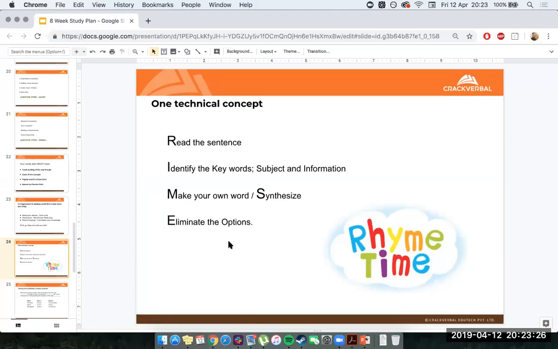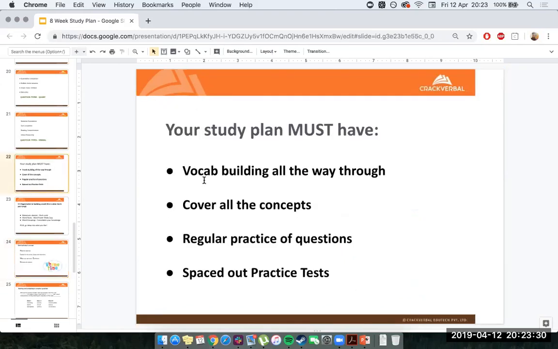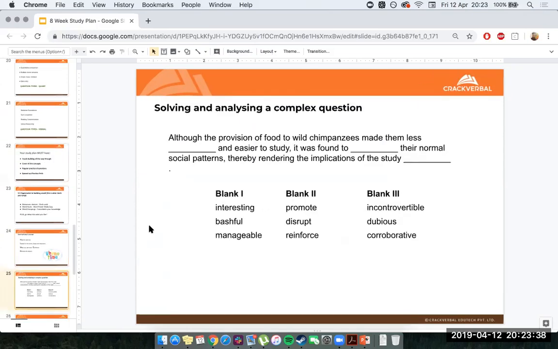What you then need to do is use that concept to actually practice questions. So we saw vocab building, we saw covering concepts. Now we need to practice questions using the concepts that we've learned. So let's try that. Although the provision of food to wild chimpanzees has made them less blank and easier to study, it was found to blank their normal social patterns, thereby rendering the implications of the study blank.